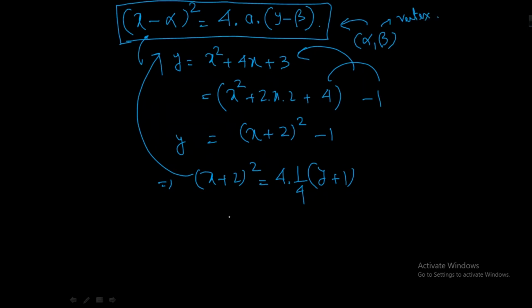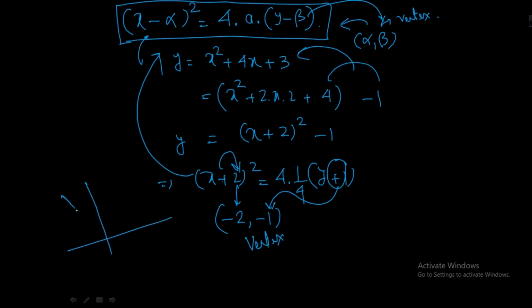So here in this case, the vertex is minus 2 comma minus 1. Why? Because if it is x minus alpha, then the vertex becomes alpha. If it is y minus beta, then the vertex will be beta. Here it is x plus 2, so the vertex will be -2 comma, because of this plus it is -1. So this is the vertex.